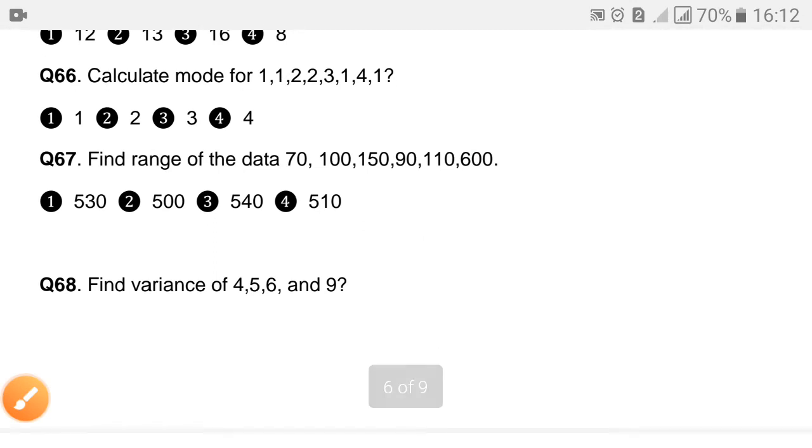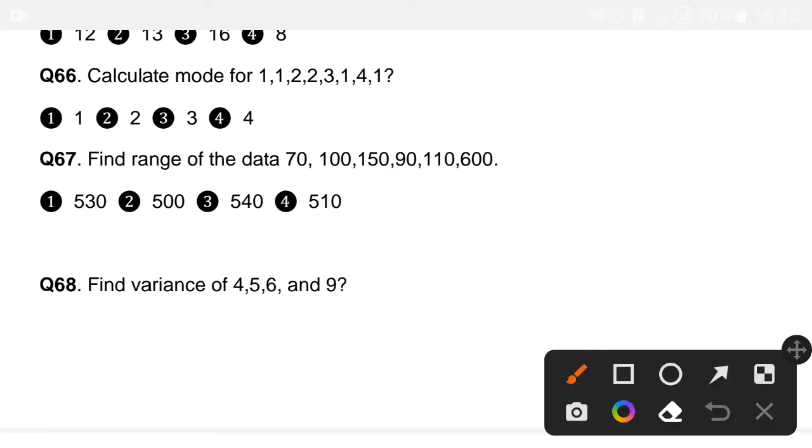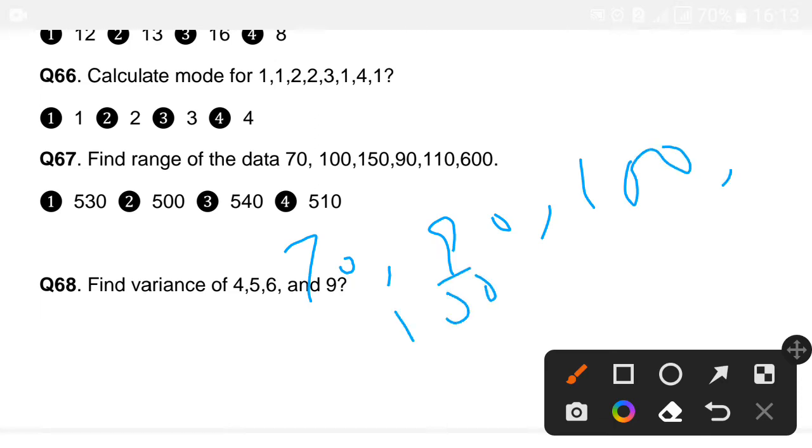Question number 67 is, find the range of the data 70, 100, 150, 90, 110 and 600. In statistics, range is the difference of the smallest and the largest value. First we arrange the data. The lowest number is 70, then 90, then 100, 110, 150, and there is 600. So the largest value is 600 in this data, and 70 is the smallest. The difference of 600 and 70 is 530. So the first option, 530, is the range of the given data.